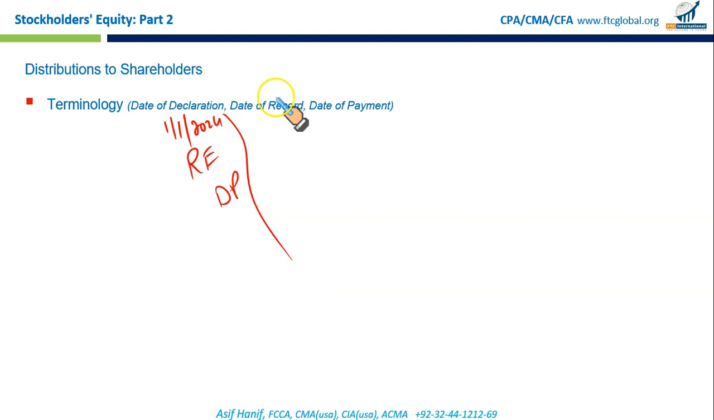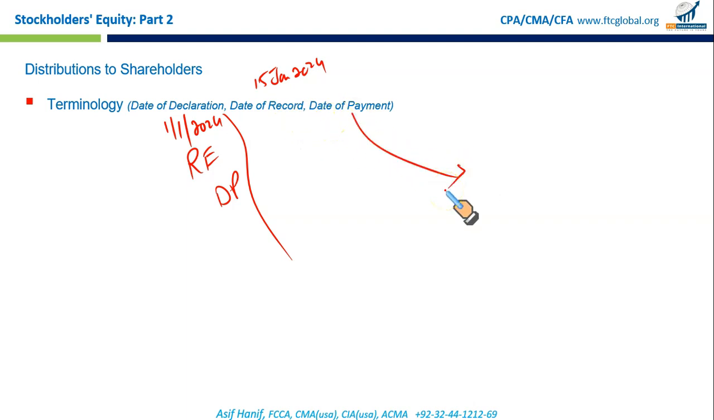Next is the date of record. The date of record is the date when the company determines who the shareholders are that will receive the dividends, because the ownership of the shares keeps on changing very fast. So we need to determine who are the ones who should receive the dividends, those who are entitled to receive dividends. So let's say the date of record is 15th January 2024. So what happens on this date? The company records the names of shareholders eligible for the dividend. Of course, it requires no journal entry.